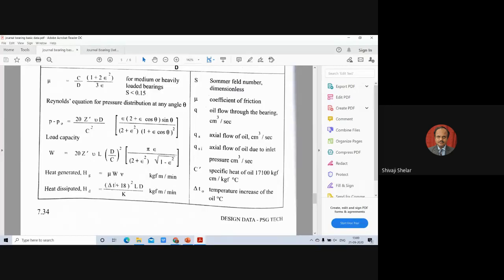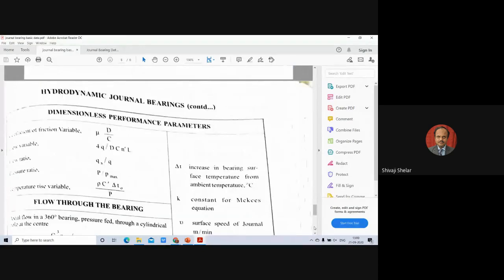Please remember, this is not the delta T of oil. This is the delta T of the surface of the bearing, that is the journal surface. What is that temperature rise above the atmosphere? That temperature rise above the atmosphere is called delta T for that surface. So I am writing delta Ts for understanding purposes. And the K value is available on page number 7.35.